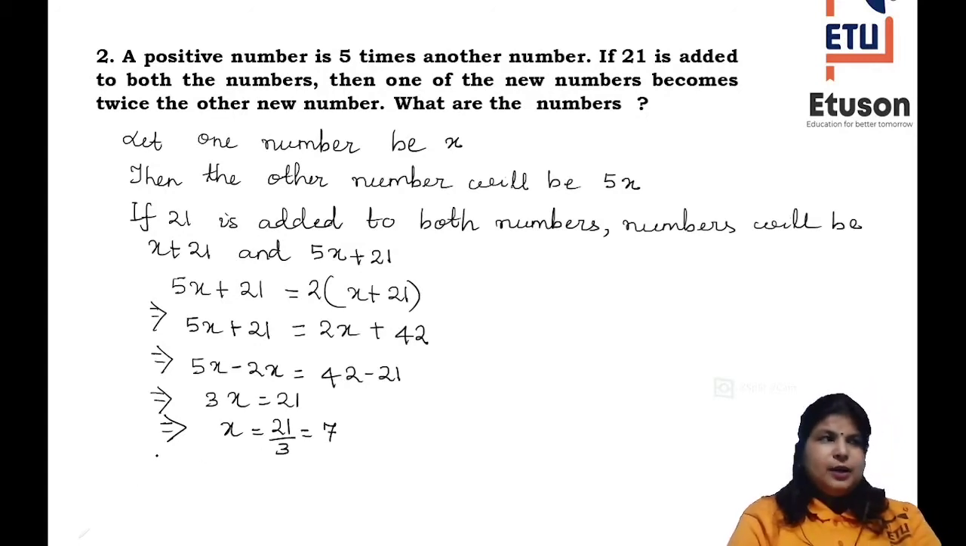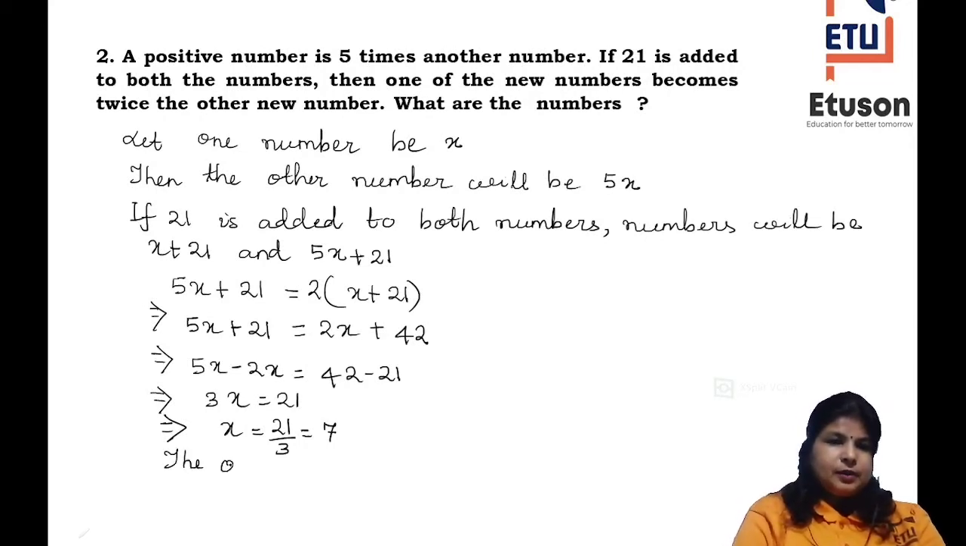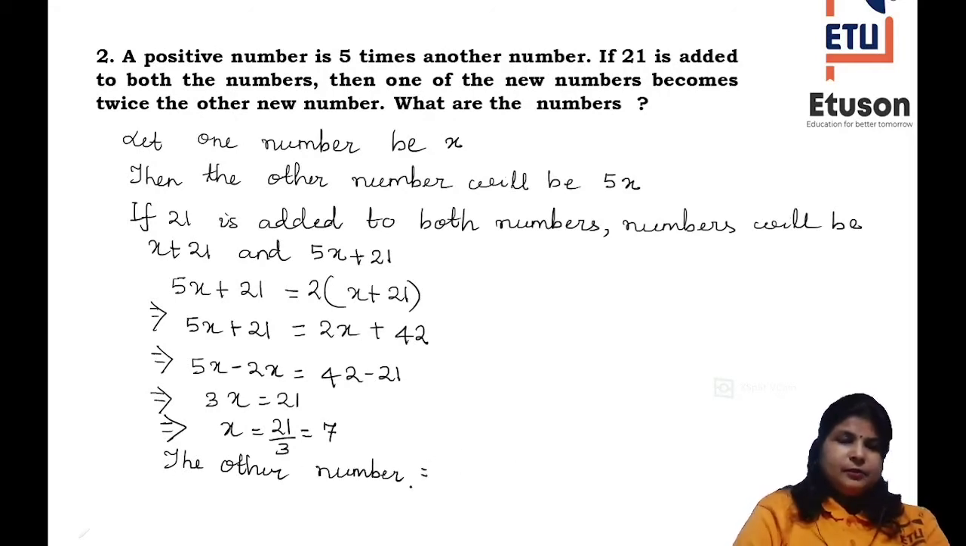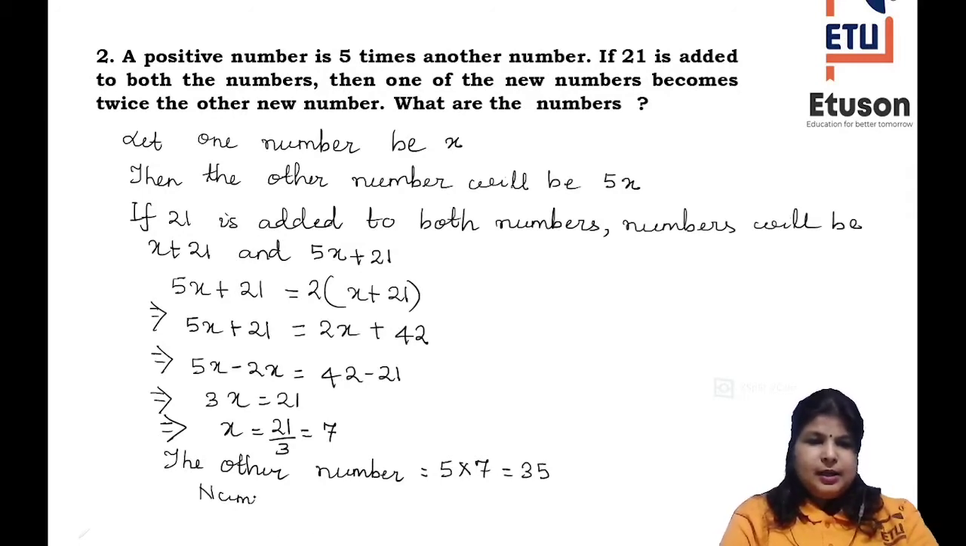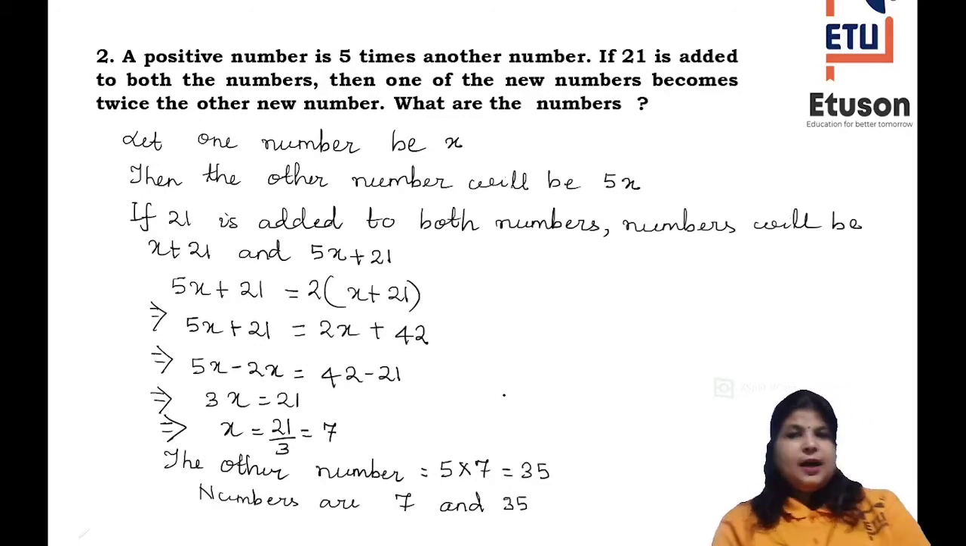Then what about the other number? Then the other number is 5x, that is 5 into 7, that is 35. So the numbers are 7 and 35.